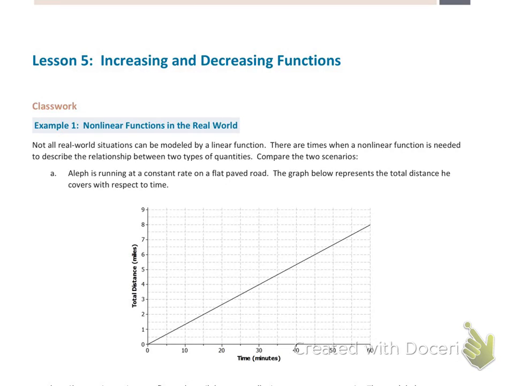So this looks very much like a lot of graphs we've been working with. We've got time on the horizontal axis, and as the time increases, the total distance that he has run is also increasing. And because it's linear, it's increasing at the same rate the entire time. So we've got a constant rate situation.